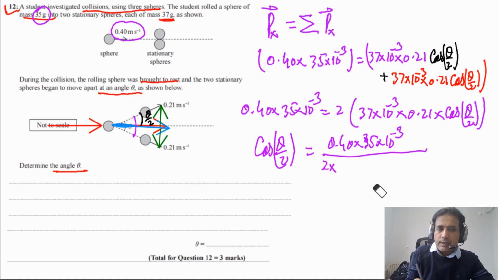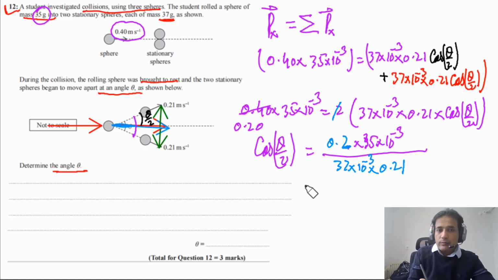Otherwise the better way is we can simplify here. So we will get 0.20. You can simplify as well to save a little bit of time. So this one will be cancelled. So here is 0.2. So in denominator we have 37 times 10 to minus 3 times 0.21.